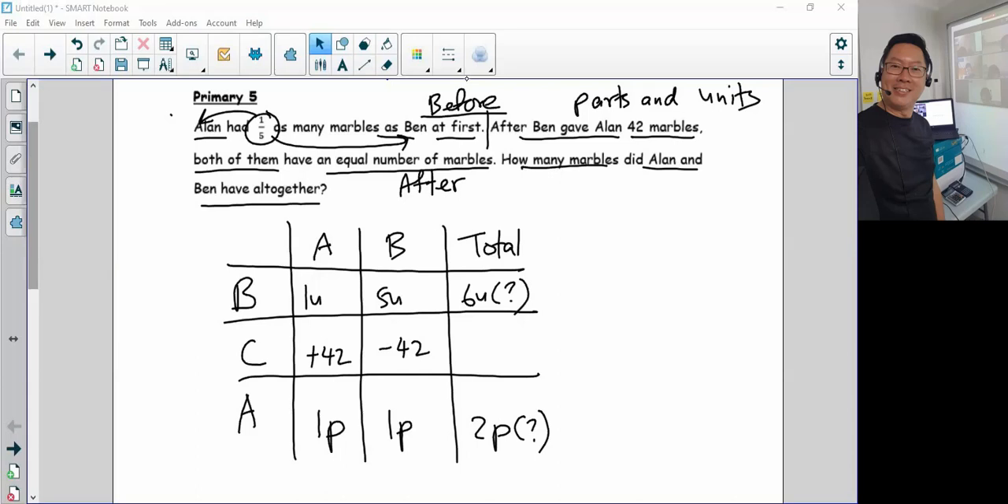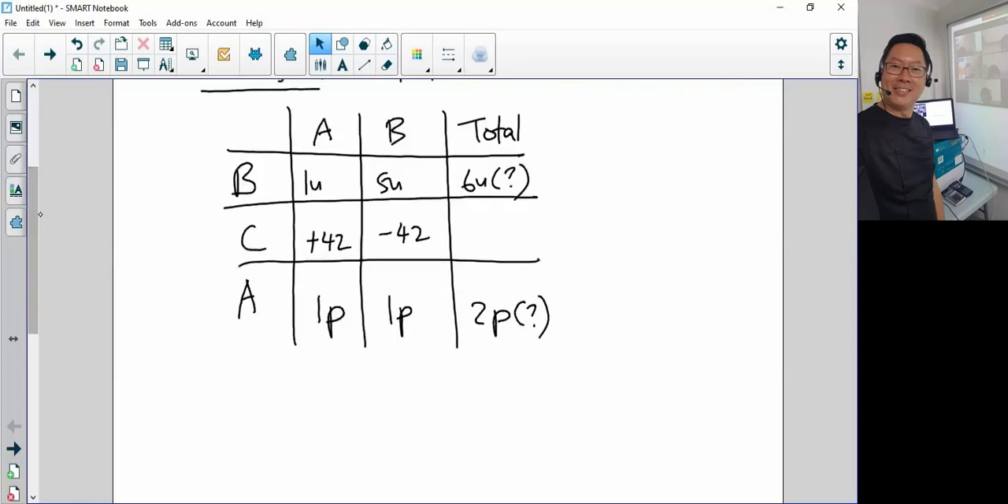Okay, there's no solving at this point of time. It's just to put the numbers inside the boxes, right? And then once you have put the numbers inside already, then what happens? A good table, no need to look at the question. You just look at the table and then you get the answer there.